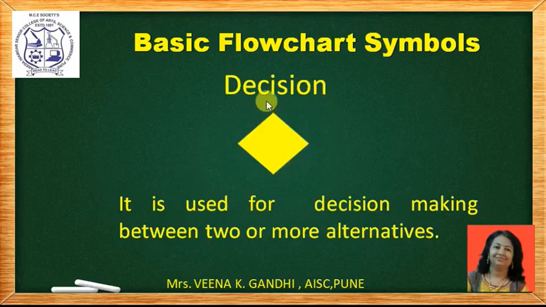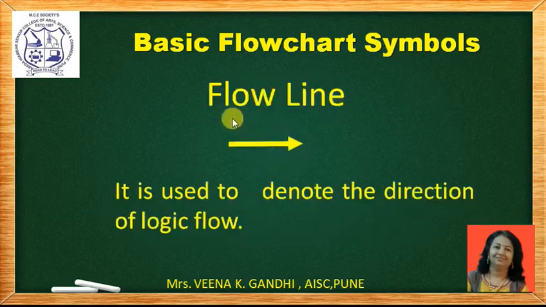Next symbol is decision. It is used for decision making between two or more alternatives. For example, if A is greater than B, in that case we want to know whether A is greater than B, yes or no. So in this case we can use the decision symbol. Next symbol is flow line, arrow. It is used to denote the direction of logic flow.